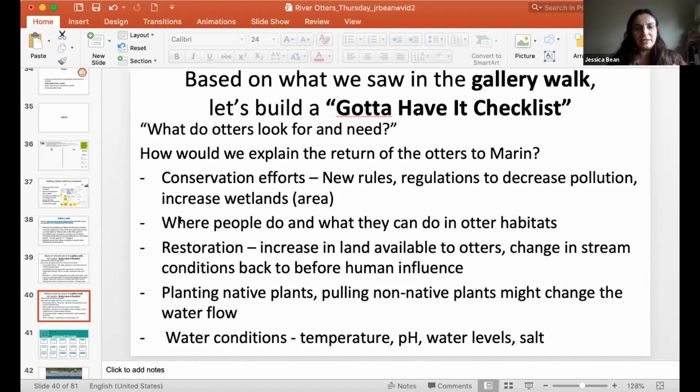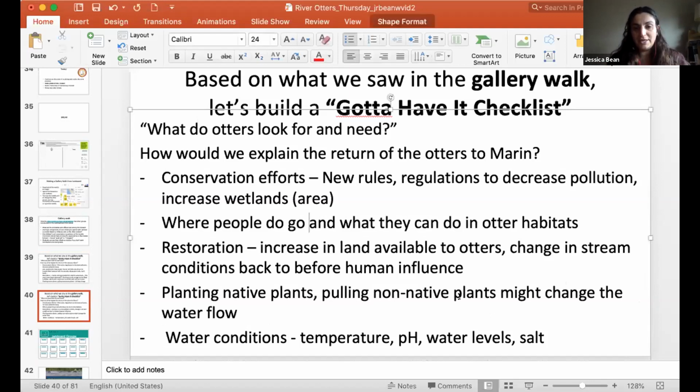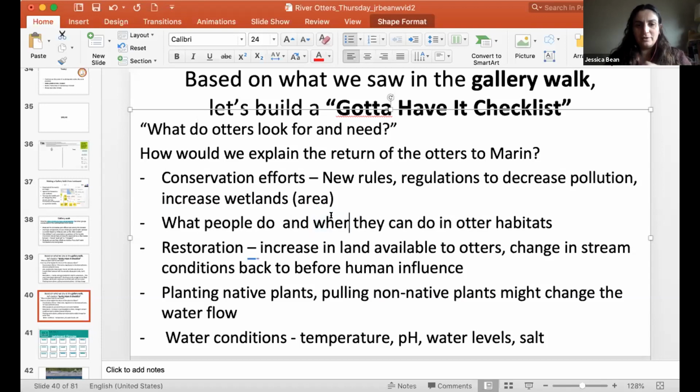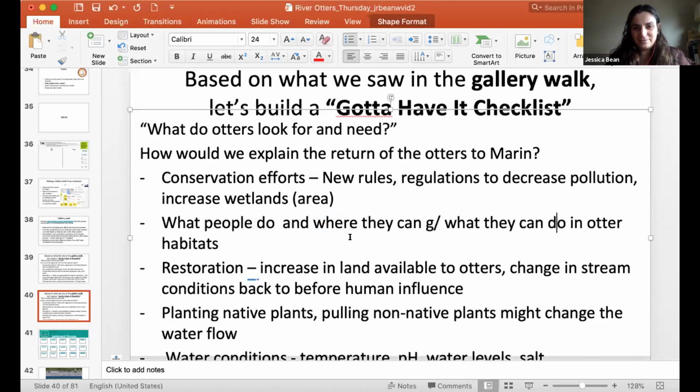But to think about the things that we definitely want to be considering are things like the conservation efforts that have been happening in the last 40 years in the Greater Bay Area. And part of that is what people do and where they can go. That sounds more like what we talked about: what people do and where they can go, and what they can do in otter habitats.